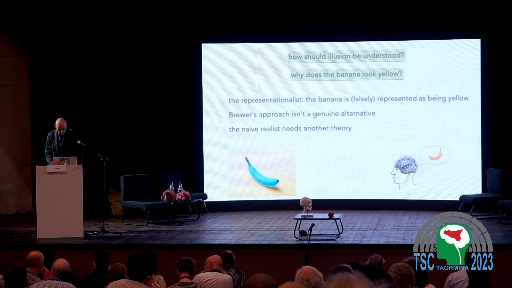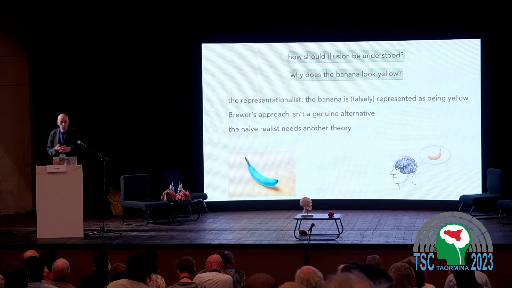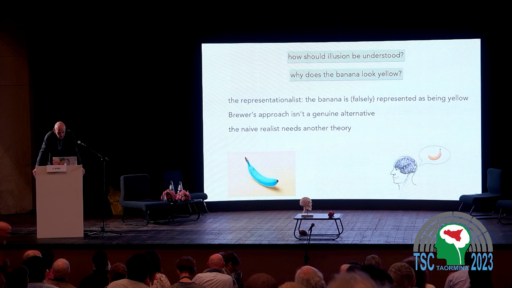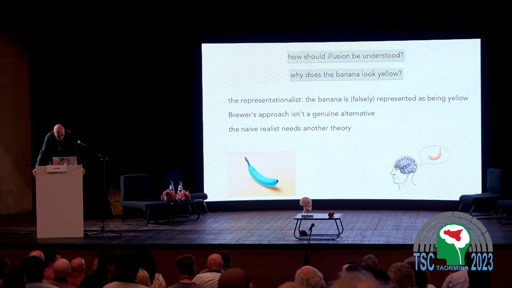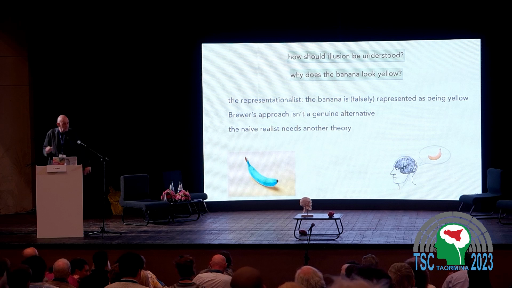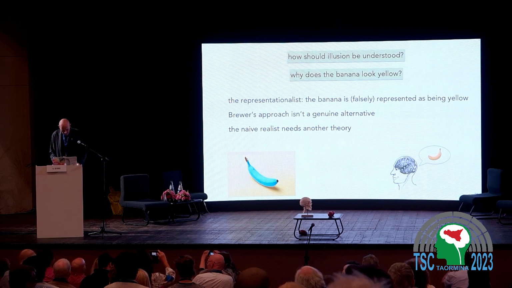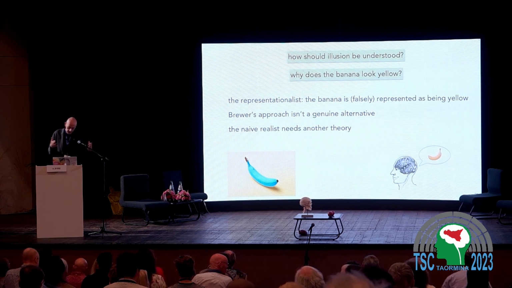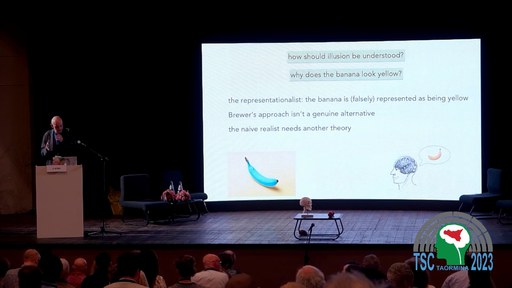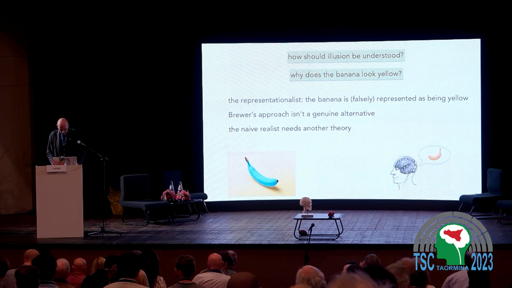So to sum up, how should illusion be understood? Why does the banana look yellow? According to the representationalist, the banana is falsely represented as being yellow, but Brewer's approach, I've suggested, isn't a genuine alternative, and the naive realist needs another theory. Maybe Heather has another theory. But I can't pretend to have refuted naive realism.